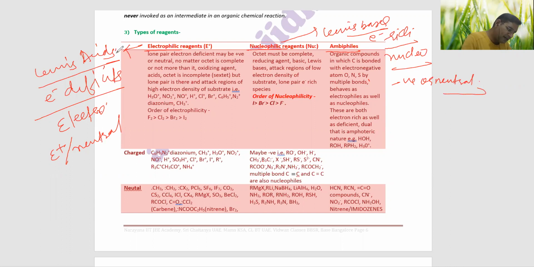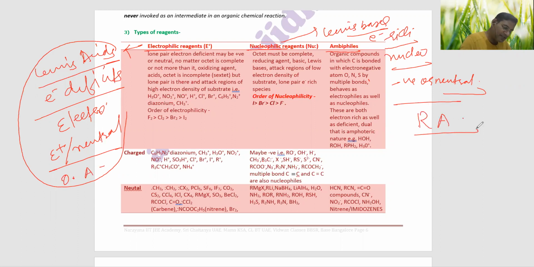Now see, since an electrophile is electron deficient, it is an oxidizing agent. It is oxidizing in nature, and a nucleophile will be reducing in nature, so it will be a reducing agent. See the examples. H3O+, that is hydronium ion or oxonium ion. NO2+, that is nitronium ion. NO+, that is nitrosonium ion. H+, that is hydrogenium ion. Cl+, that is chloronium ion, bromonium ion, benzene diazonium ion. Then CH3+, that is methyl carbonium ion. In the order of electrophilicity of halogens, fluorine will be most electrophilic in nature and iodine will be least electrophilic in nature.